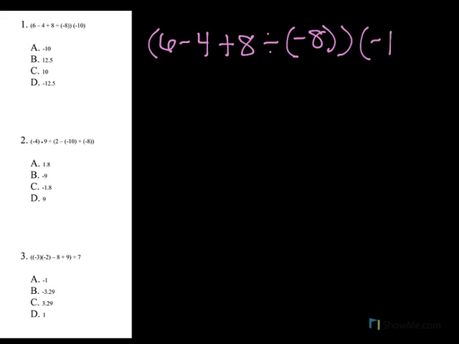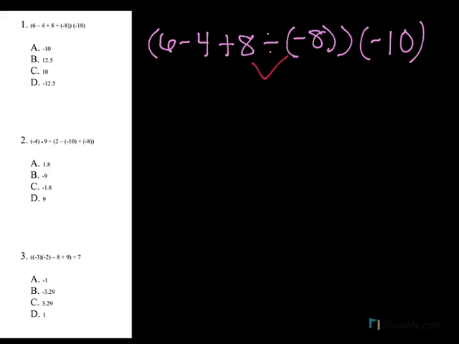So for number 1, we have 6 minus 4 plus 8 divided by negative 8. All of that is in parentheses, and then times negative 10. So the first thing that we're going to do is the 8 divided by negative 8.